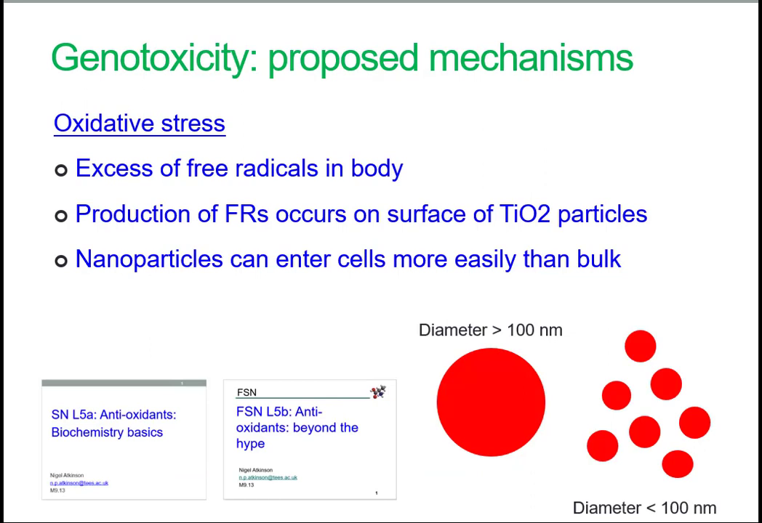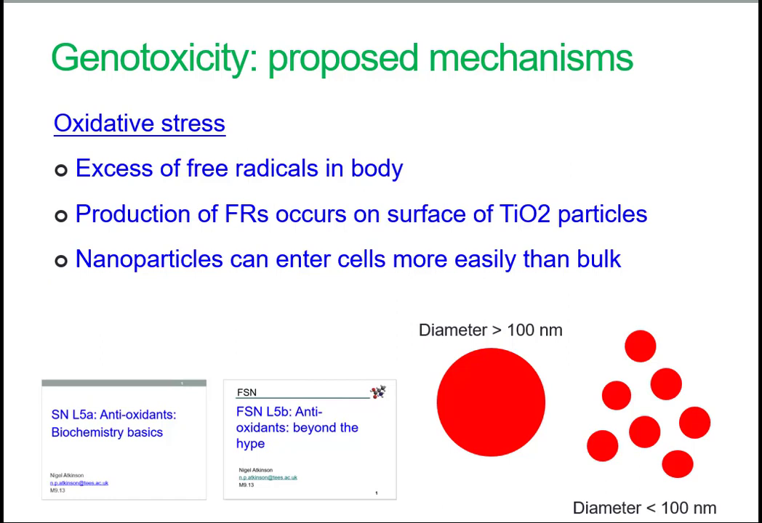So, proposed mechanisms. One of the key ones is oxidative stress. We've discussed before in the first year, oxidative stress is associated with an excess of free radicals in tissues. See these first year lectures for reminders of the background. Oxidative stress can damage cells, proteins and DNA, which can contribute to aging and longer term health effects.